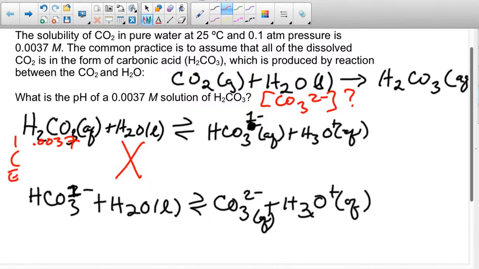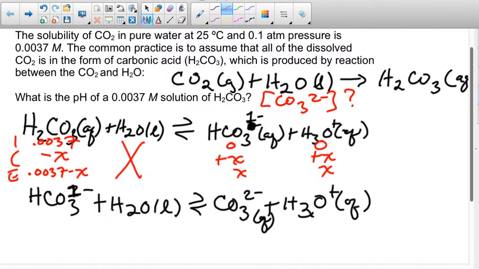Water's not going to enter into my equilibrium expression at all. Do I have any hydrogen carbonate ion to begin with? No, we assume we don't. We assume we don't have any hydronium. Which way is this equilibrium going to shift then? To the right. It's going to make some product. So this is minus x, plus x, plus x. So this would be 0.0037 minus x, x, and x.